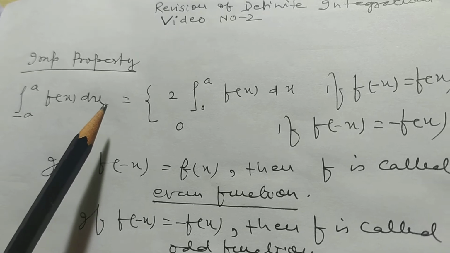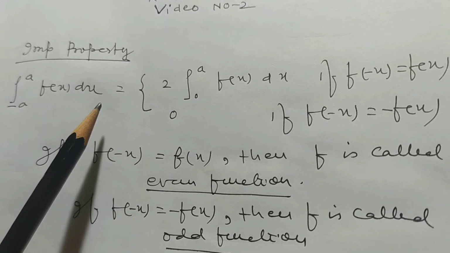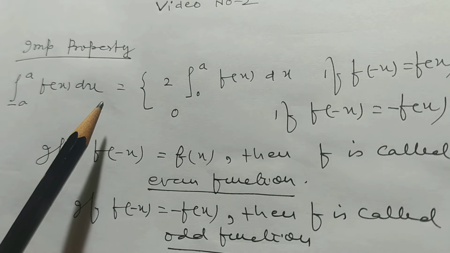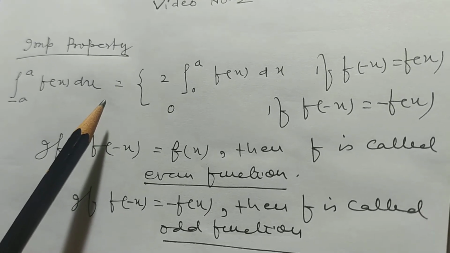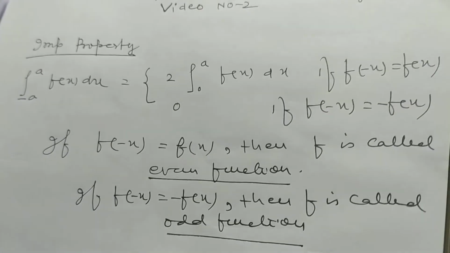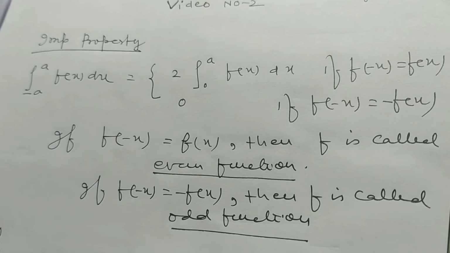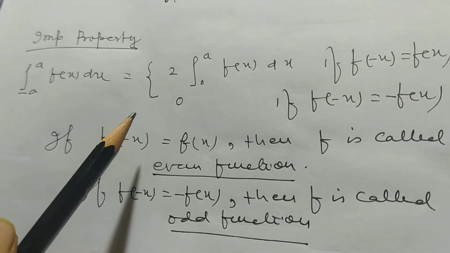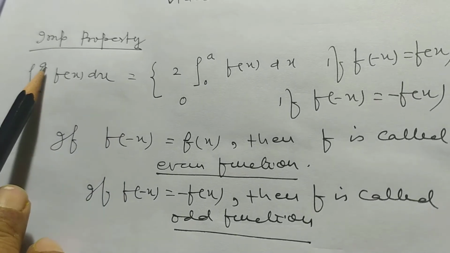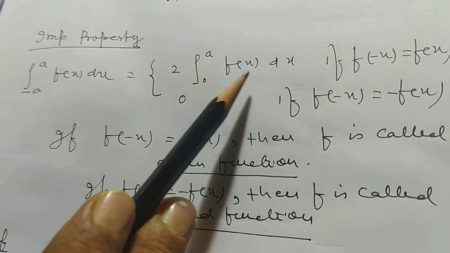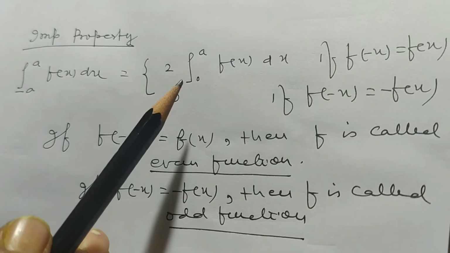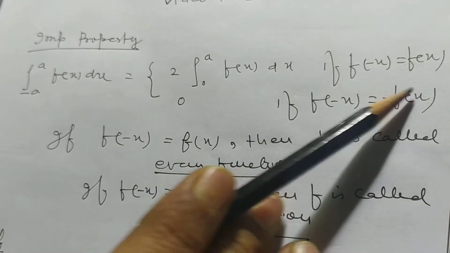My dear student, today in this video, I want to revise the most popular property, proof of most popular property, and some problems based on the property. Integral from minus a to a of f(x) dx is equal to 2 times integral from 0 to a of f(x) dx if f(minus x) is equal to f(x).